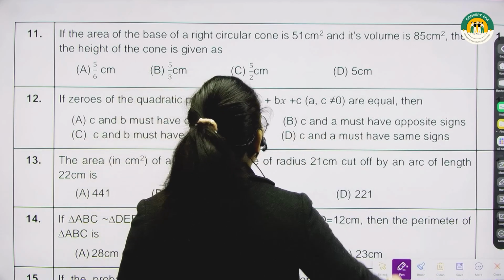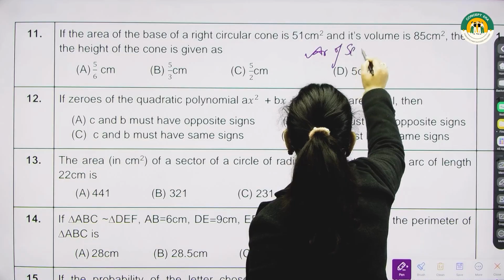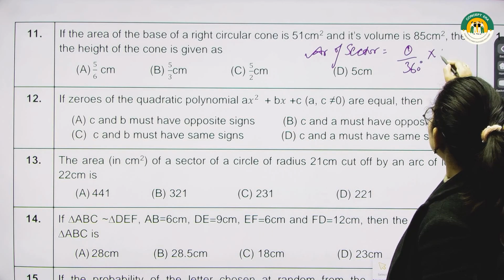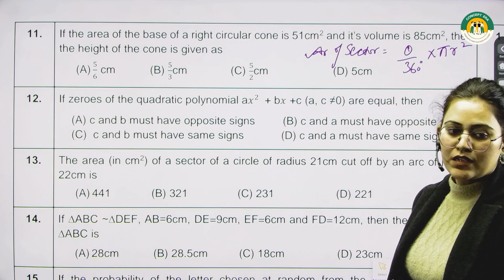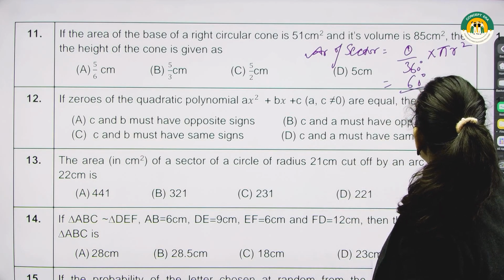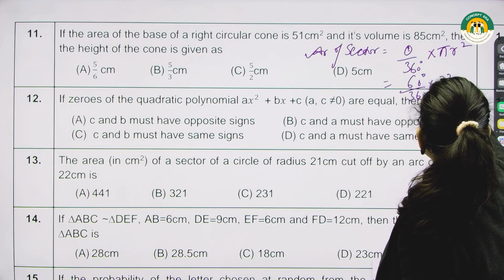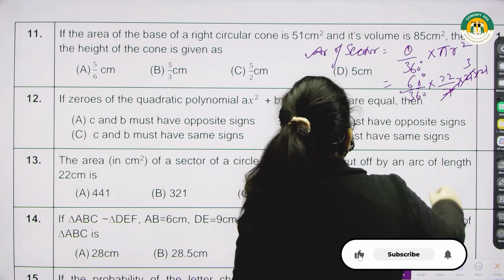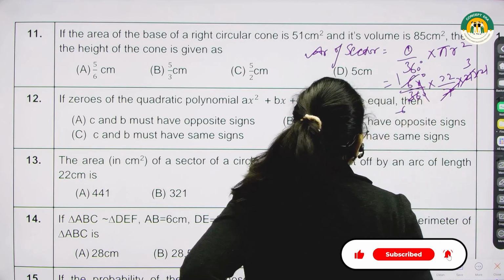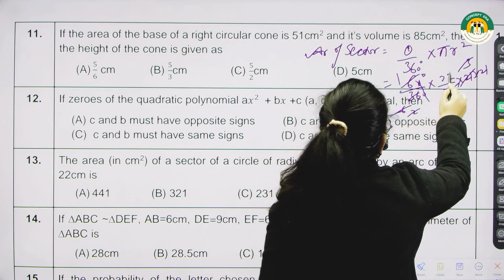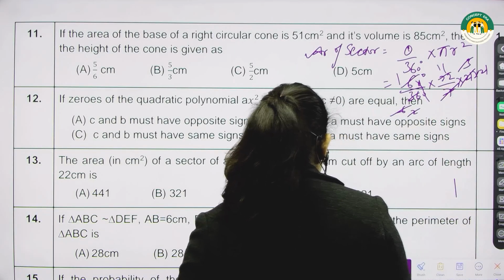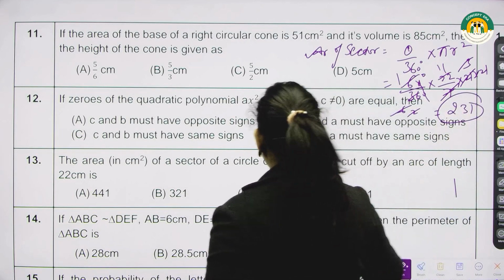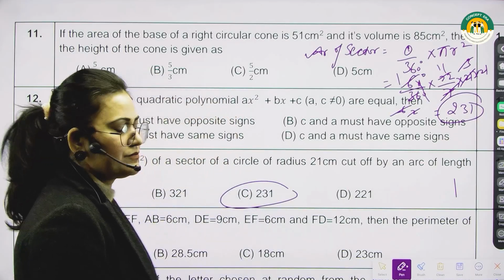Now we can easily find the area of sector, that is theta upon 360 degree into pi r square. So theta is 60 upon 360 into 22 upon 7. R is already given, 21 into 21. 7 3s are 21. 6 1s are 6. So 11 into 21, it is 231. This is the answer.